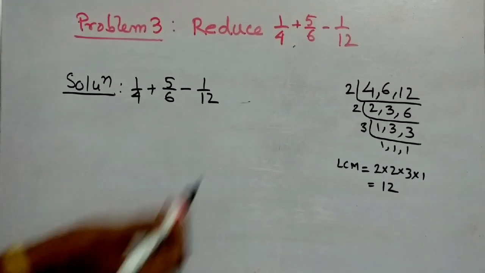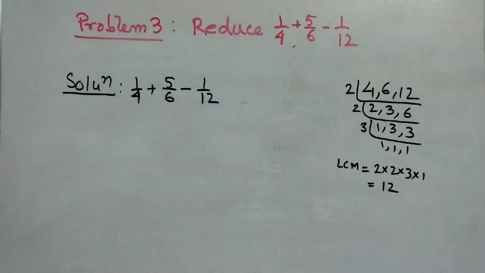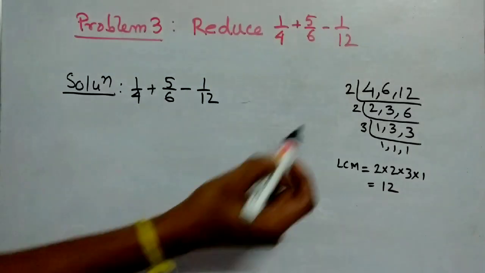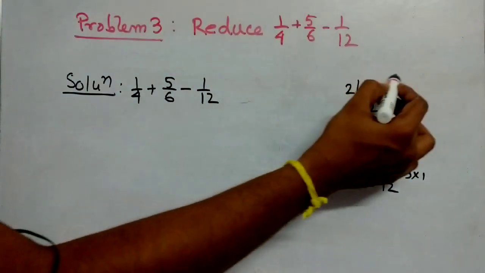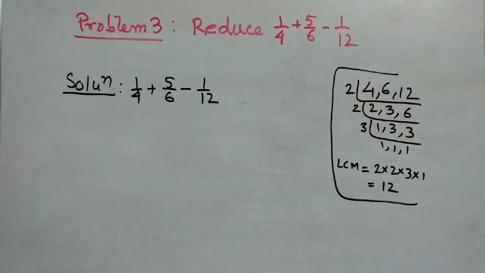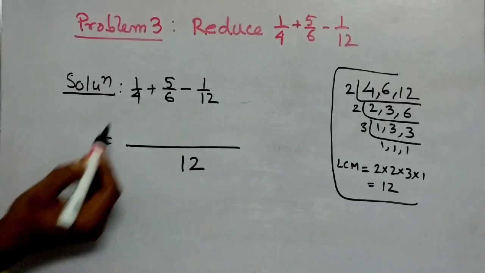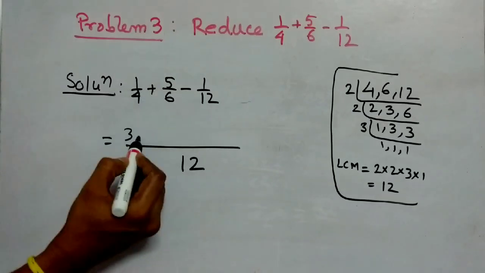Here reduce 1 by 4 plus 1 by 5 minus 1 by 12. So we have to find the LCM of 4, 6 and 12. So I have found the LCM. I hope you know how to find LCM. Still I have done it here. Now we shall write this LCM here. Now 4 into 3 is 12. So this 1 will come here.